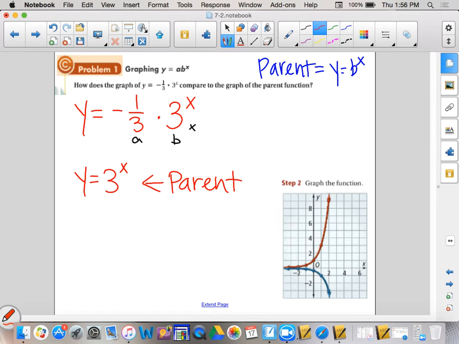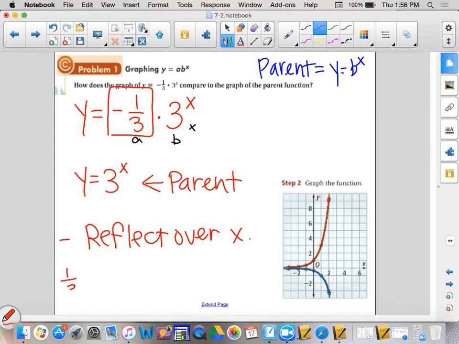Now, what's left over in the problem if I take the 3 to the x out? That part right there, correct? So we're going to take that and tell what the transformations are. Negative and 1/3 are two totally different things. We are not putting them together, we are separating them. What does the negative tell me I'm going to do? Flip it or reflect it. So the negative tells me I'm going to reflect it over the x-axis.